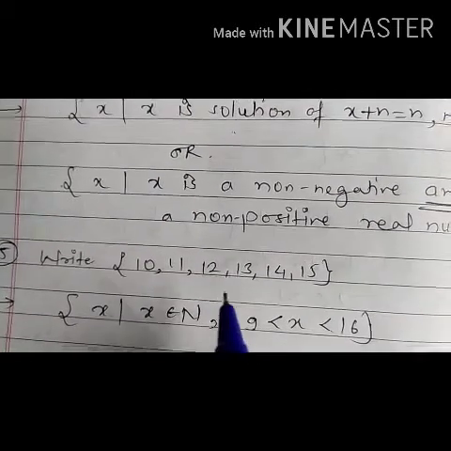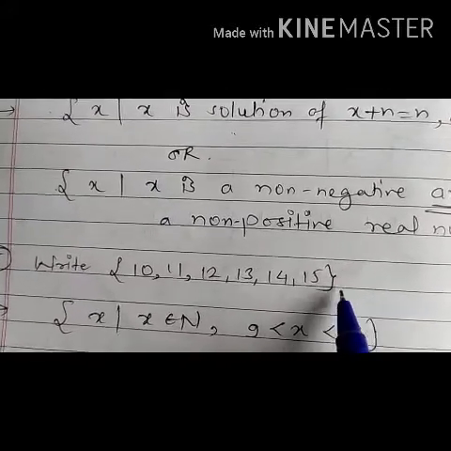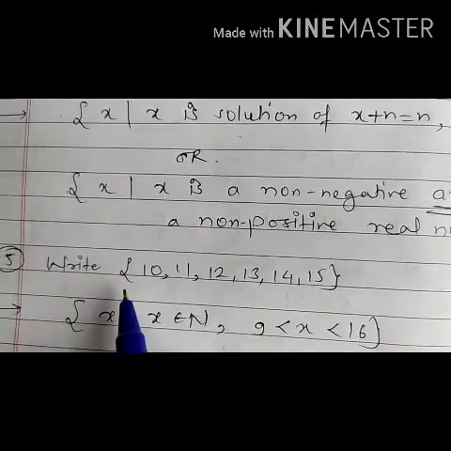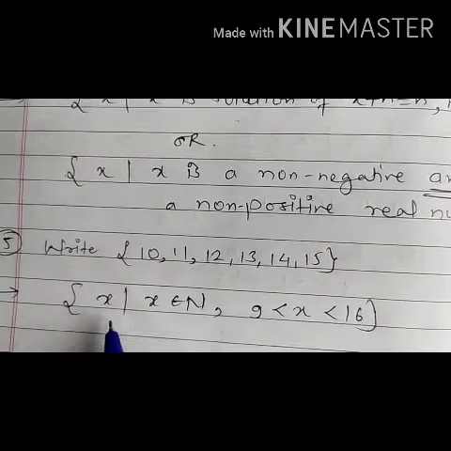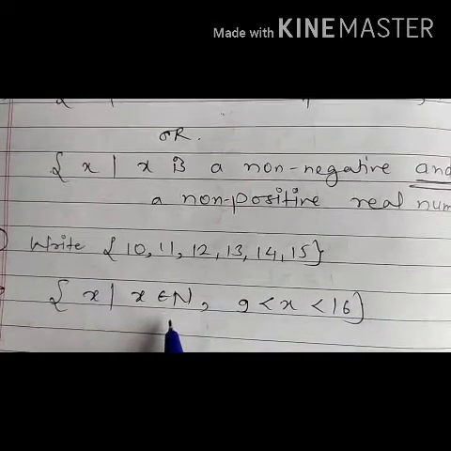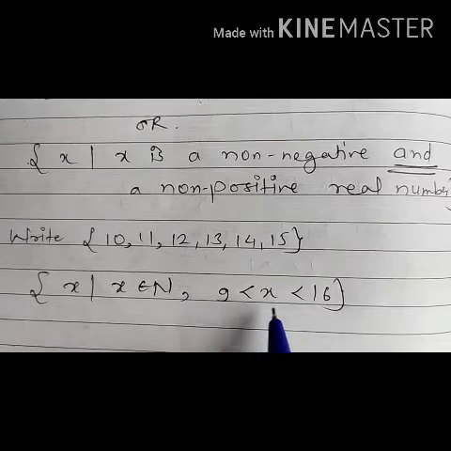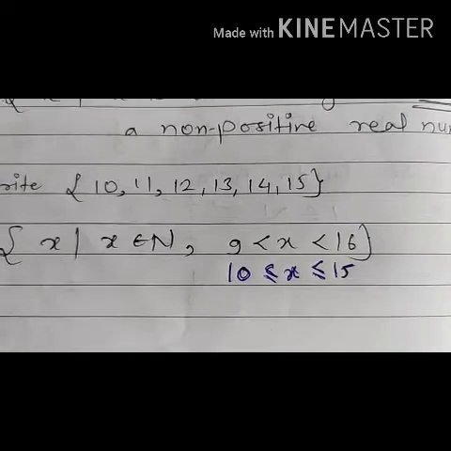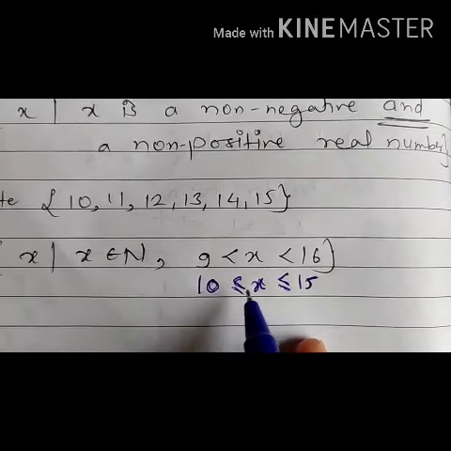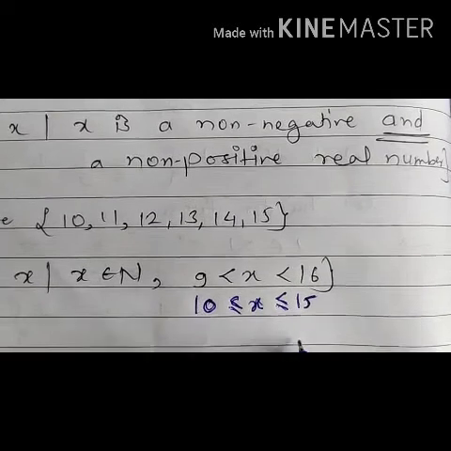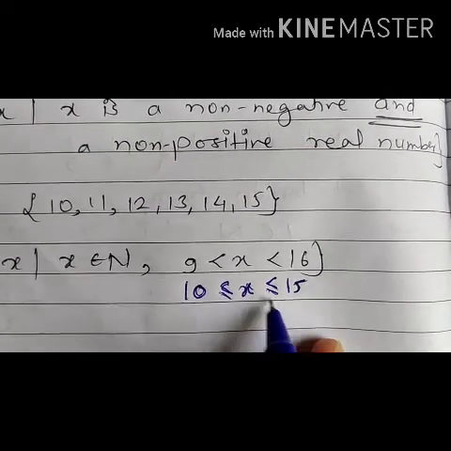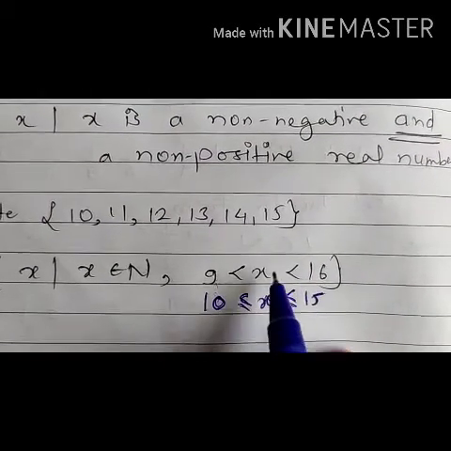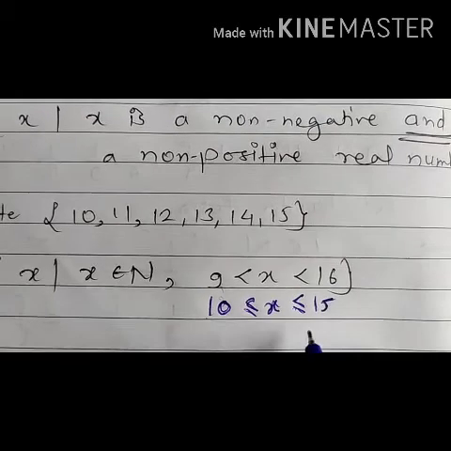Now we'll see the fifth example. Here we have to write this set, which is given in roster form, in set builder form. Clearly all elements are natural numbers. So we can write the set of x such that x belongs to natural numbers and x is in between 9 and 16, meaning 9 strictly less than x less than 16, or we can write this condition as 10 less than or equal to x less than or equal to 15, because here we consider 10 and 15 in this set, and x is strictly greater than 9 and strictly less than 16. This we can write as 10 less than or equal to x less than or equal to 15.